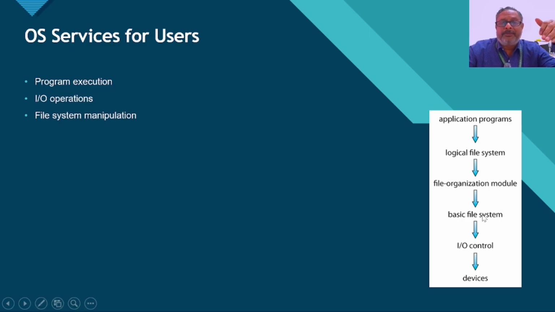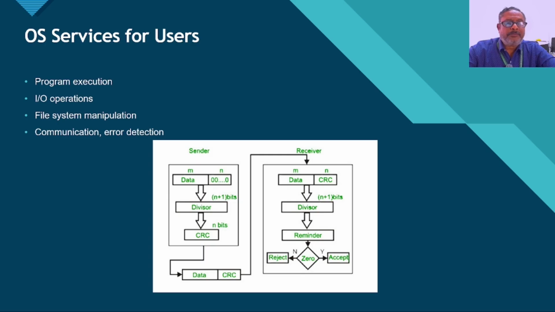Then we have the basic file system: what the file is, what the file consists of, how the file is defined, the structure of the file and all that. Then file organization, that means directories and all that. So this whole system is taken care of by the file system or file management system of the operating system. Then it takes care of communication and error detection and all that.